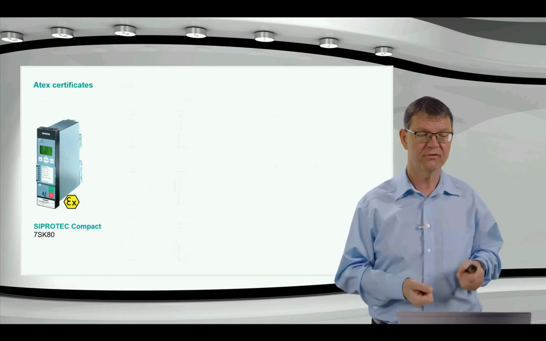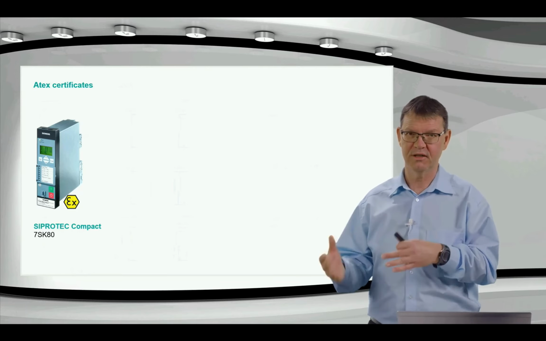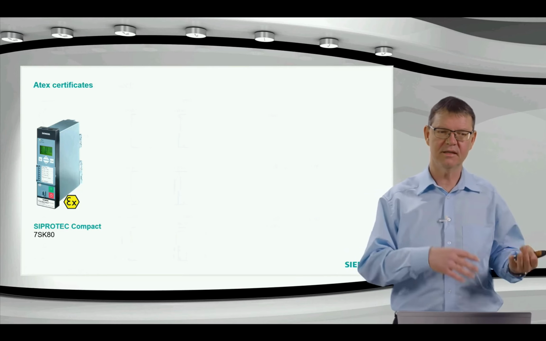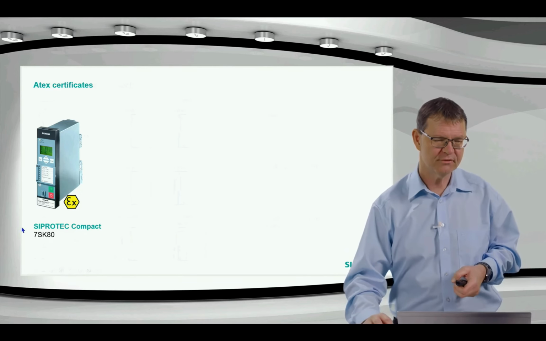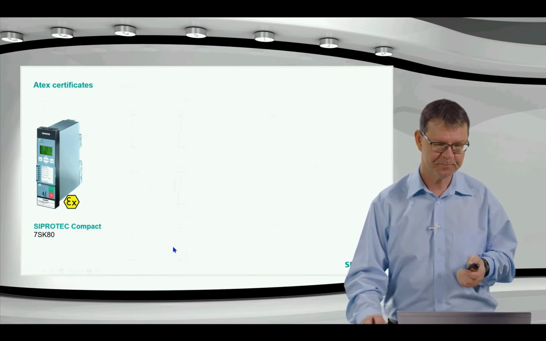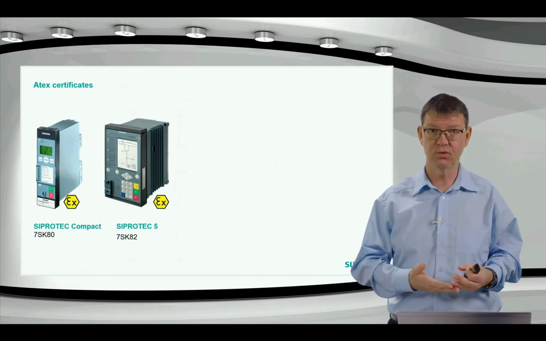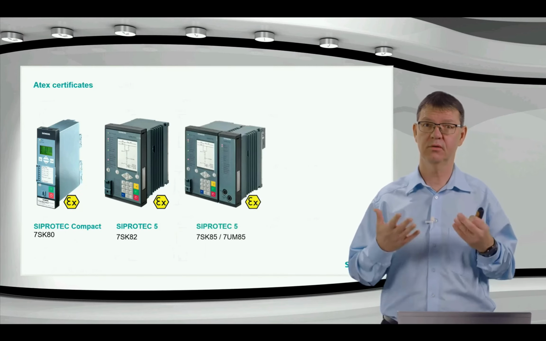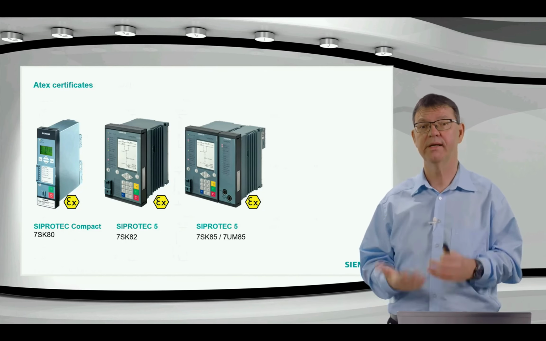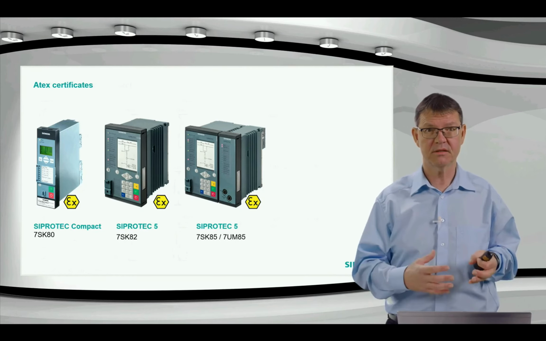So on the one hand, we have the 7SK80. 7SK80 does not belong to the SIPROTEC 5 family. It's the predecessor, let's say, of the 7SK800. For this, we have this ATEX certificate, and you see it's a dedicated motor protection here. Then in the SIPROTEC 5 range, we have the 7SK82, the non-modular device, and finally also the modular devices, the 7SK85 and the 7UM85. Why do we have these limits?